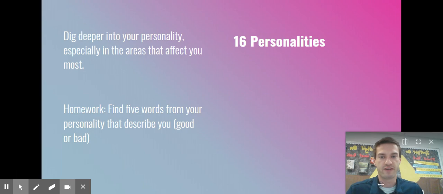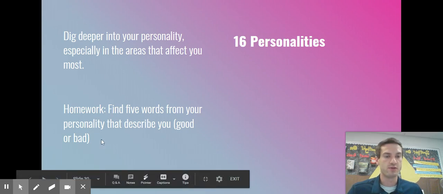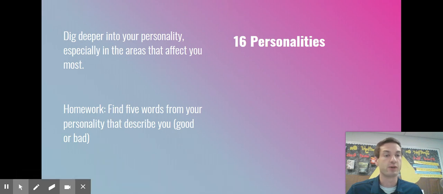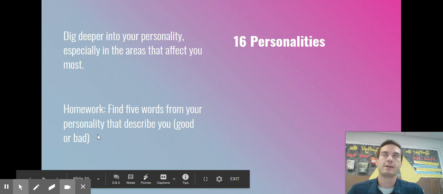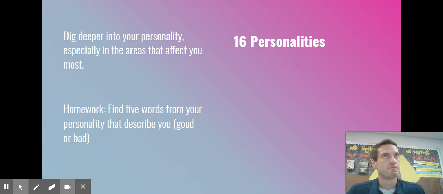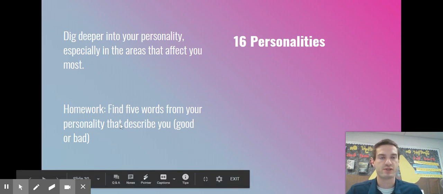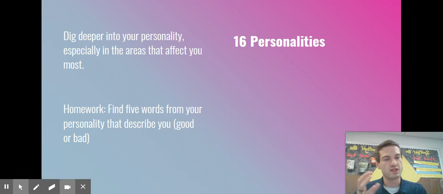And I want you to find 5 words from your personality that describe you, either good or bad. So maybe yours is like outgoing, something like that. Or maybe it's kind of a bad one, like unmotivated or something like that. Okay, it's a word that you find in there that you realize, oh yeah, that does kind of describe me. So find 5 words from your personality on that website that describe you. Try to find good ones that you can connect with, not just ones that are out of the blue.